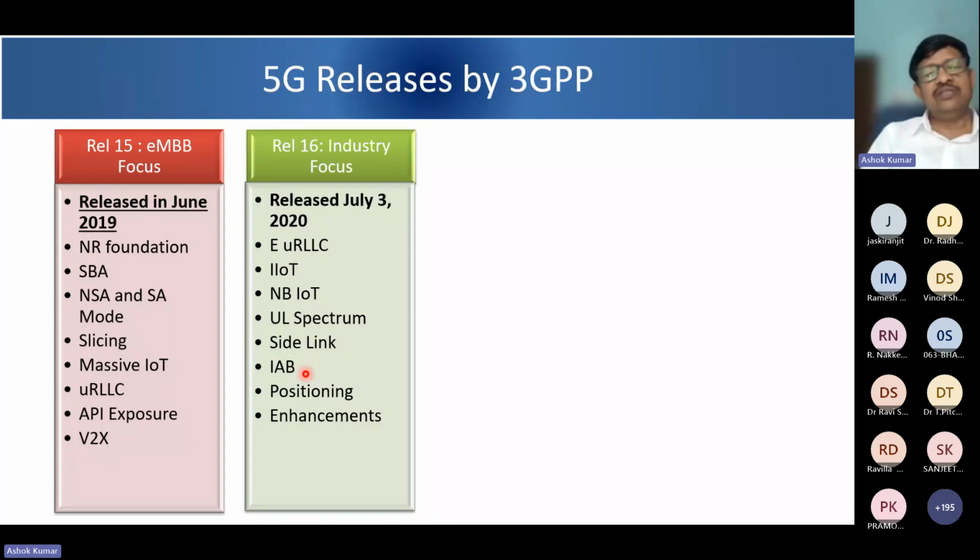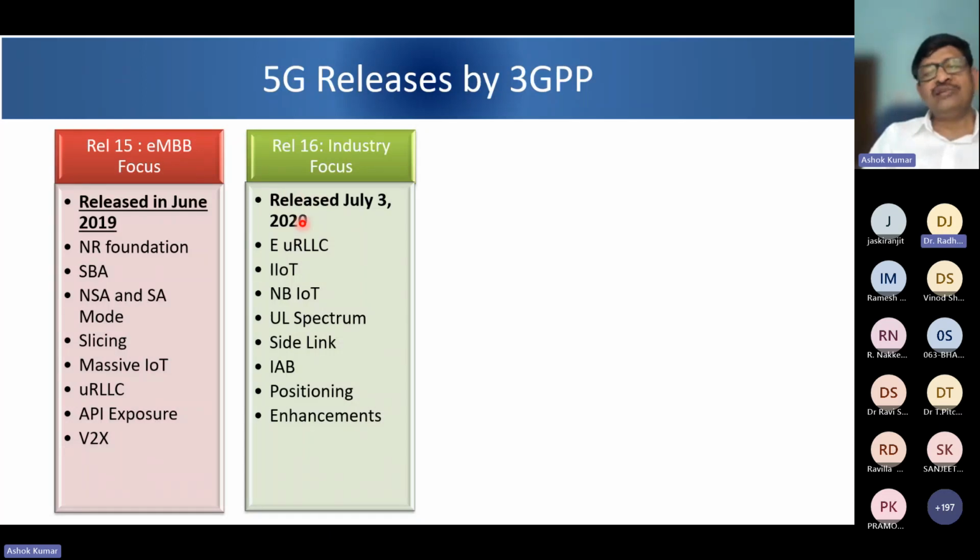They also talked about integrated access and backhaul. So the BTS will also work as backhaul for the previous BTS. We'll discuss all these aspects when we move through different sessions in the course. Then the positioning, and there were certain other enhancements. So this was release 16 and this came in 2020, July 3.